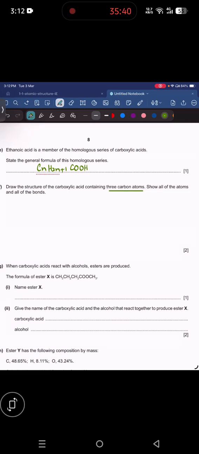So the three carbons, one, two, and three, are single bonded like this. The last carbon is double bonded with oxygen, single bonded with oxygen, and that oxygen is single bonded with hydrogen here. The first carbon is bonded with three hydrogens and the second carbon is bonded with two hydrogens. So the structure will be like this. Got it?